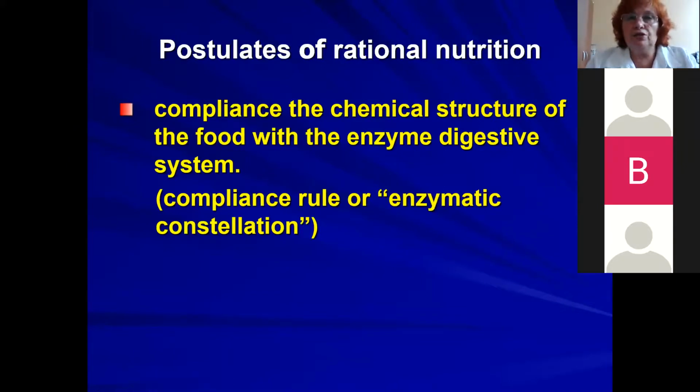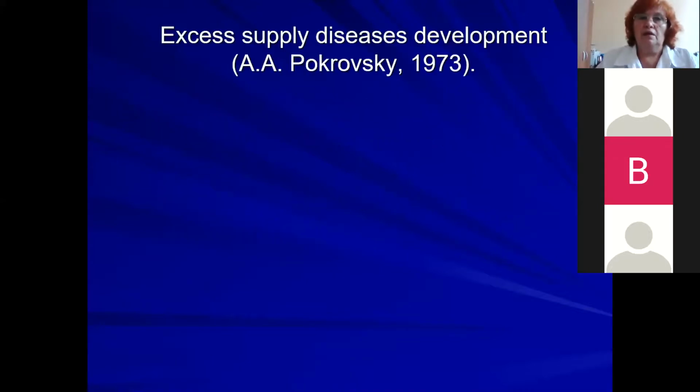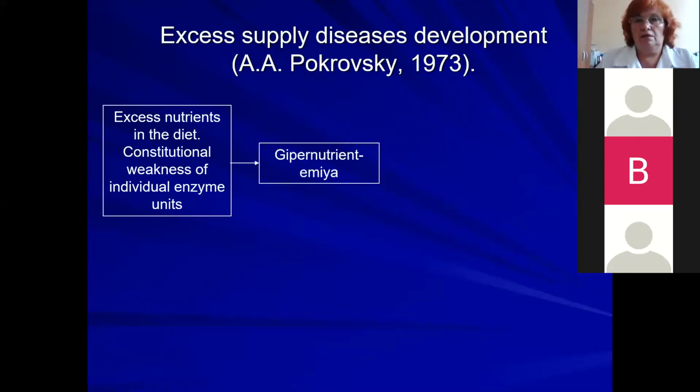Another postulate of rational nutrition is compliance of the chemical structure of the food with the enzyme digestive system: the compliance rule, or enzymatic constellation. Excess supply and disease development: how do diseases develop when we eat some products? We eat some products, with excess nutrients in the diet and constitutional weakness of individual enzyme units.